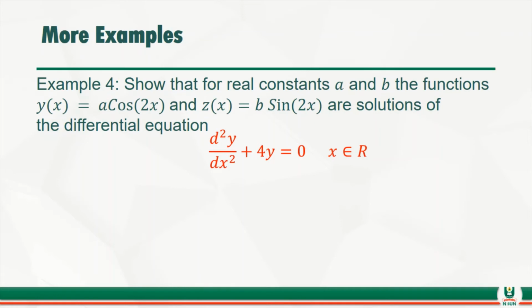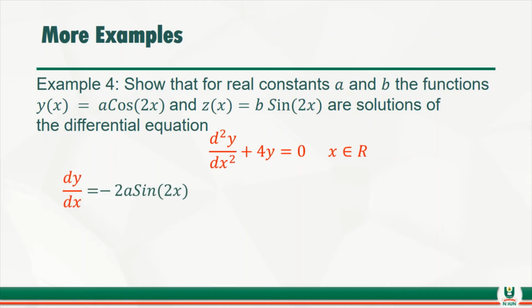Now let's go to example 4. In example 4 here, we have 2 different solutions. Solution 1 is y of x. Solution 2 is z of x. And both of them have different contents. Look at the first one. It has a cos 2x, while the second one has b sin 2x. And we are asked to show that each of them is a solution to this particular problem, provided that x belongs to the real numbers. Let's start with y.